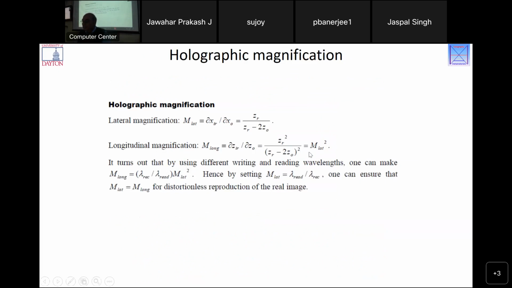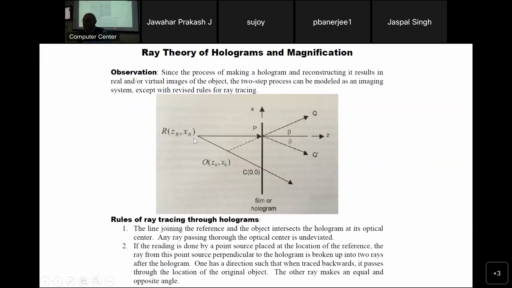Longitudinal magnification is the square of the lateral magnification. And the reason that is so here is because I have considered the recording and the reconstruction wavelengths to be the same. All right. If the wavelengths were different, can anyone tell me what will happen? If I write a hologram with one wavelength and I read out using another wavelength, what's going to happen to this picture?